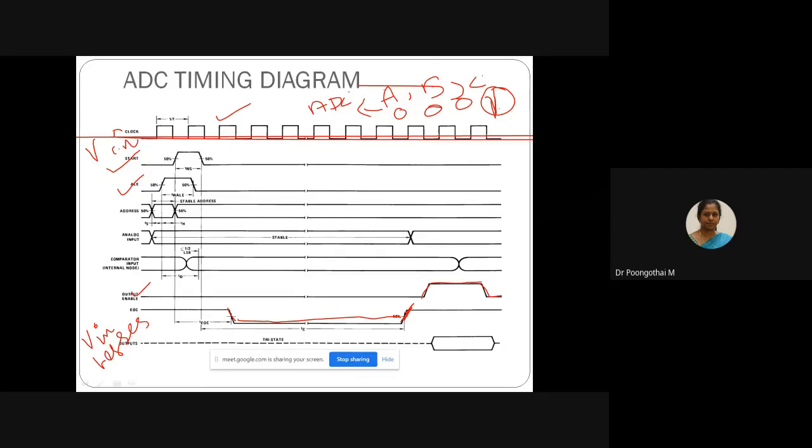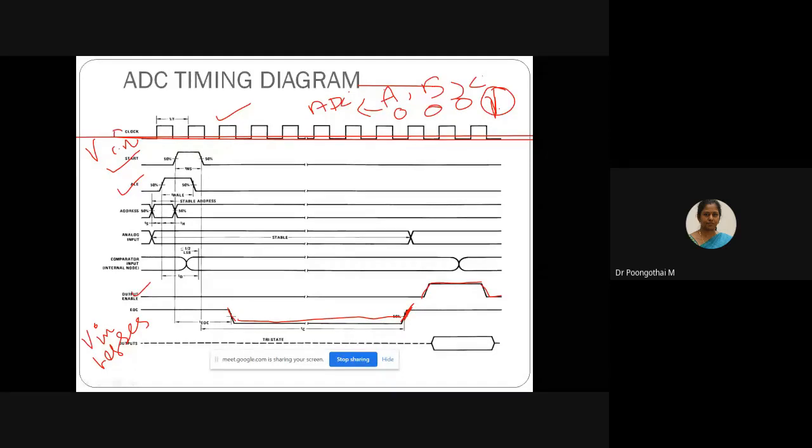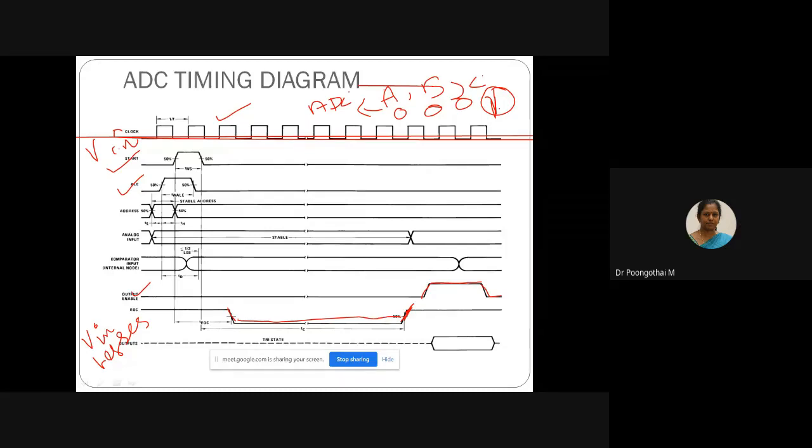So first step, selection of channel. Once you select the channel, you need to make the ALE high and then low. At the same time, you have to send the start of conversion to the counter. Your counter keeps on incrementing till end of conversion becomes high. Once the end of conversion becomes high, you have to enable the output enable pin high, then low, to read the data. These are the steps involved in your ADC programming.